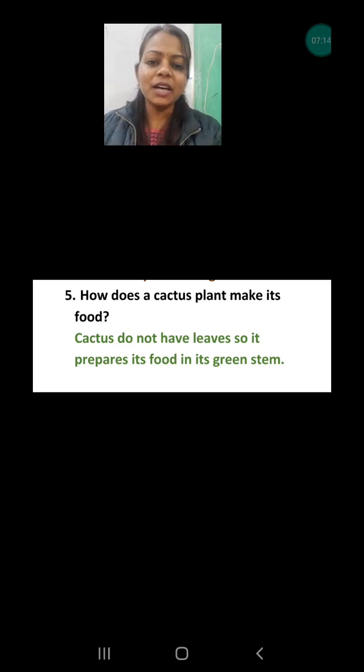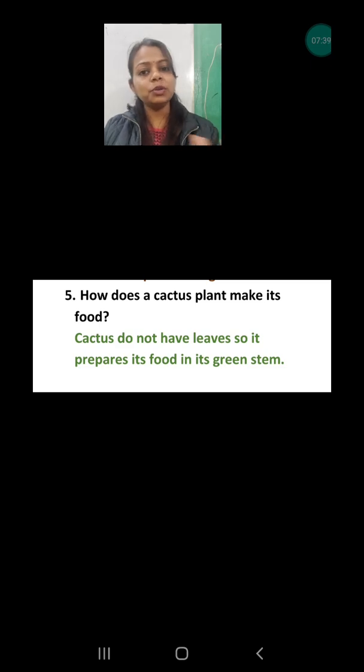So let's read the answer. Cactus do not have leaves, so it prepares its food in its green stem. In other plants, most of the photosynthesis happens in the leaves, that is true. But if any plant has a green stem, then photosynthesis occurs in the stem also. Why? Because there is also chlorophyll, and wherever the chlorophyll is there, it will absorb the sunlight and photosynthesis will happen.